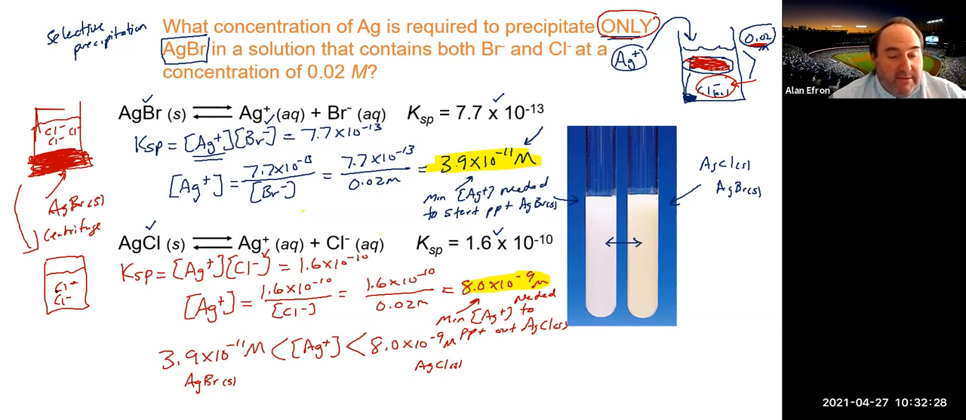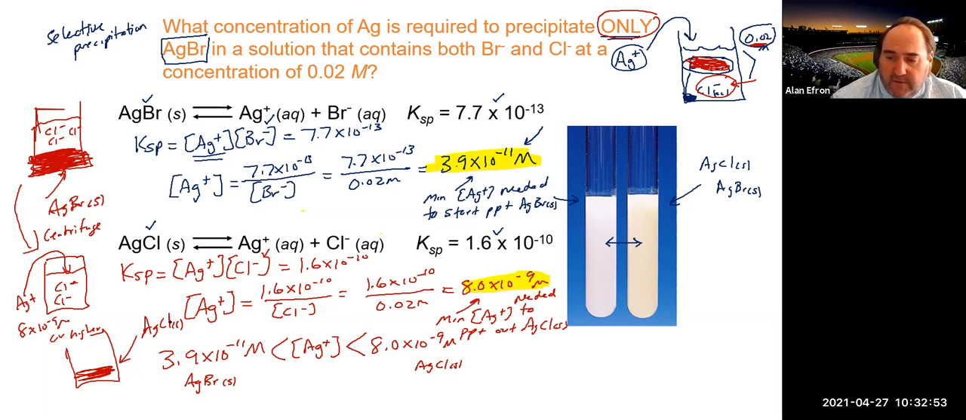So what would you have to do at this point? You then would have to increase the silver concentration to 8 times 10 to the minus 9 or higher. And once again, once you hit that 8 times 10 to the minus 9, you should start to see some solid form again. And at this point, you can feel pretty safe that this solid is silver chloride.